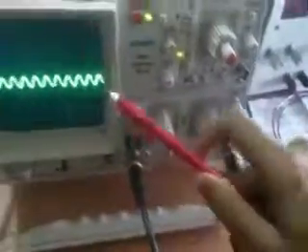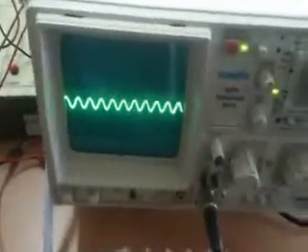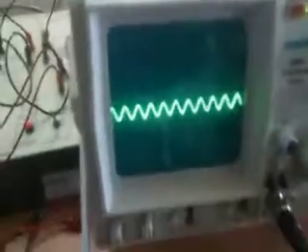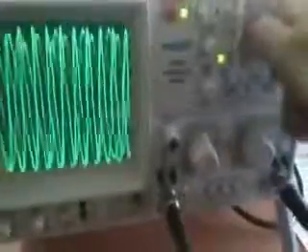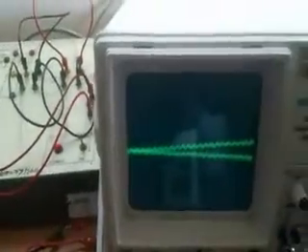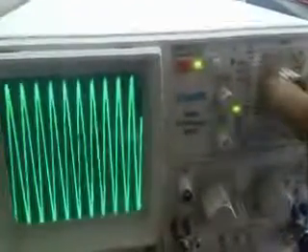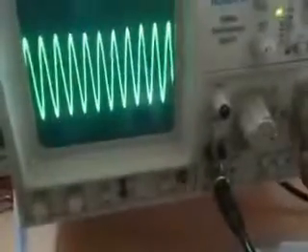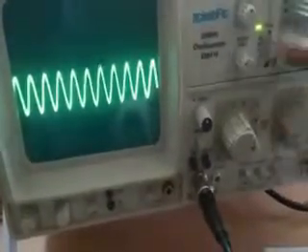Now whatever waveform we are seeing over here, this is adjusted by hand. First we got a waveform like this, then slowly you have to increase times per division, you get this, and then you adjust volts per division.